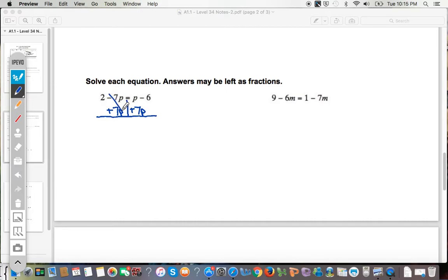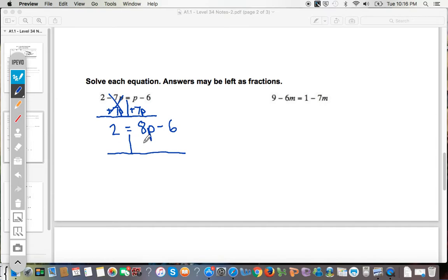So negative 7p plus 7p, going to cancel. So I'm left with 2 on this side, my equal sign. What's p plus 7p? Keeping in mind that when it appears that we don't have any coefficient, the coefficient is actually 1. So we have 1p plus 7p, which is 8p. And then our minus 6 tags along. So again, we have a two-step equation here. Almost there.